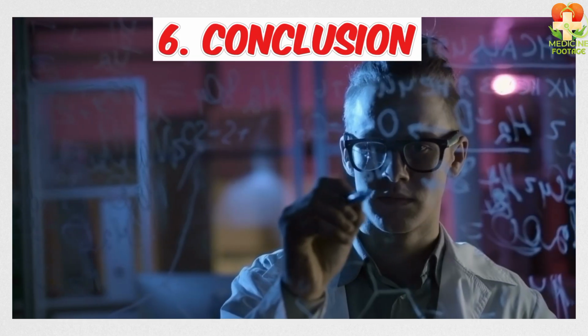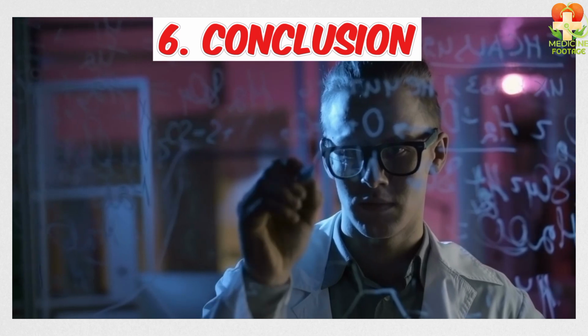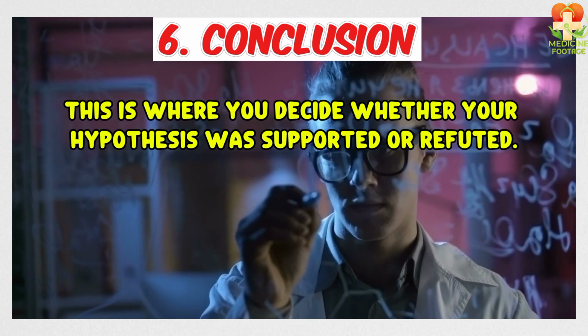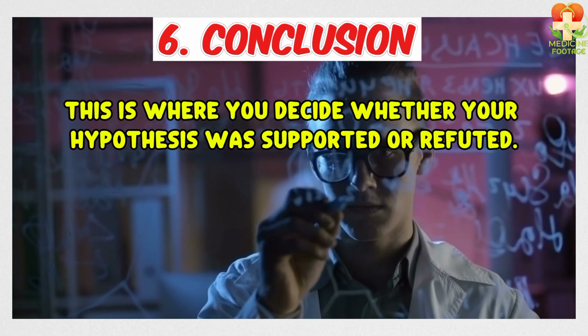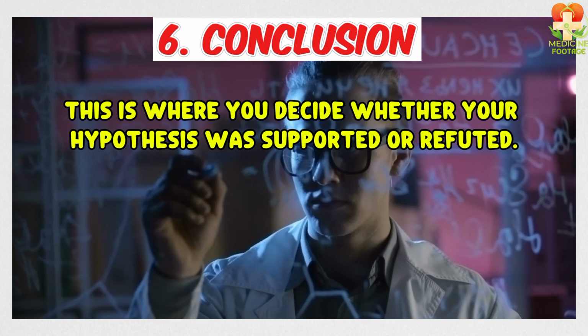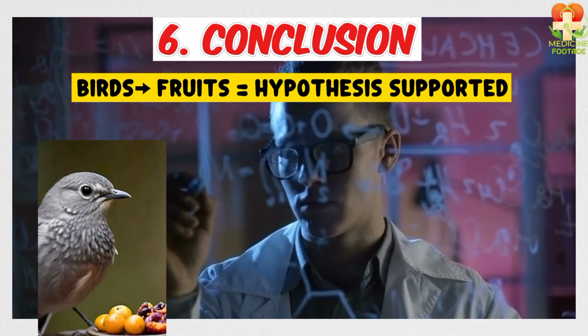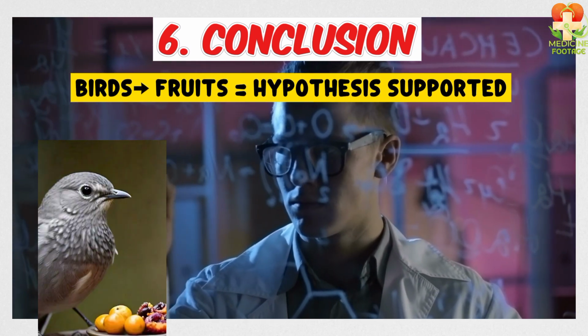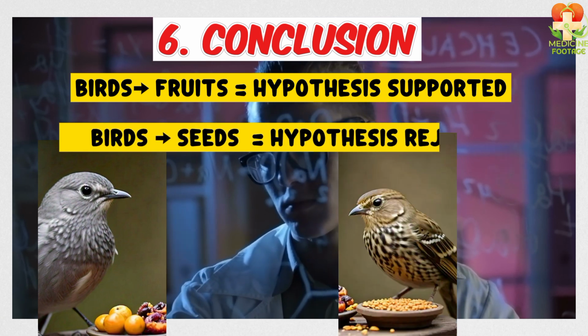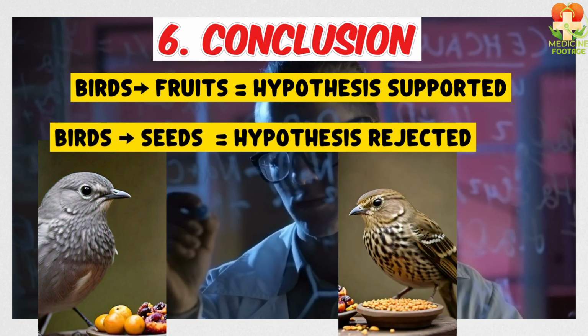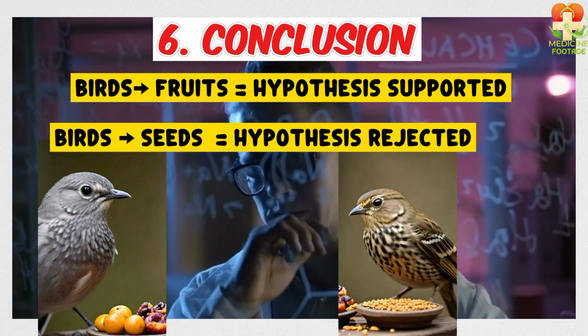6. Conclusion. Based on your analysis, you will draw a conclusion. This is where you decide whether your hypothesis was supported or refuted. If the birds preferred the fruit, your hypothesis would be supported. If they didn't, you might need to revise your hypothesis and test it again.